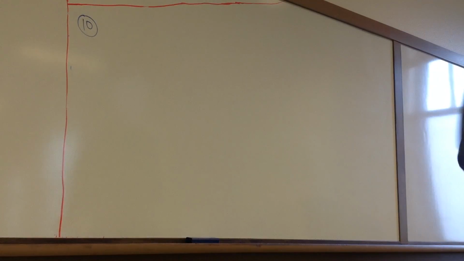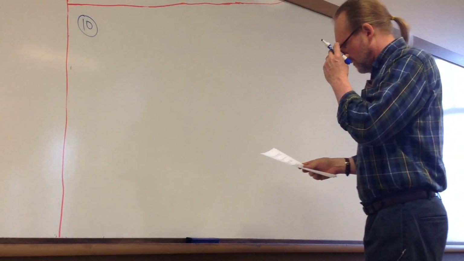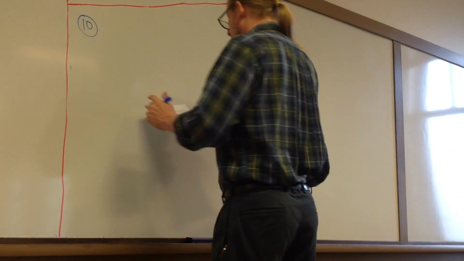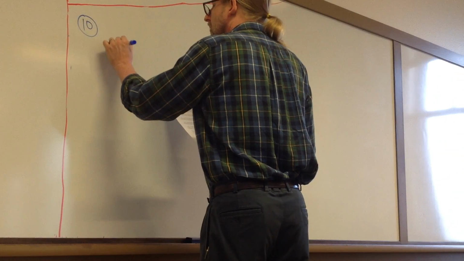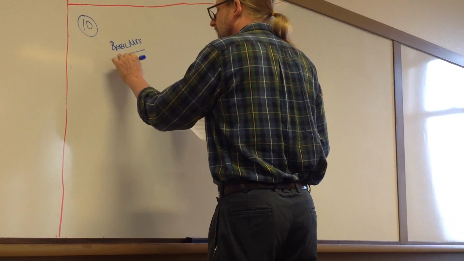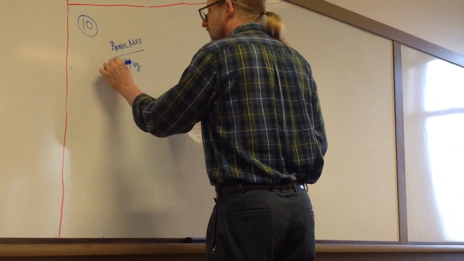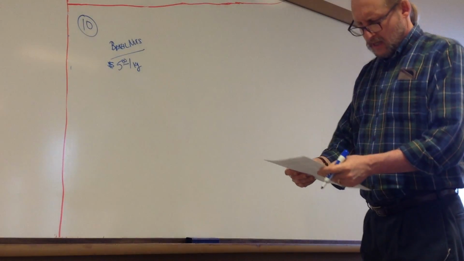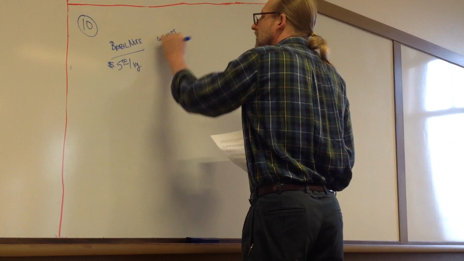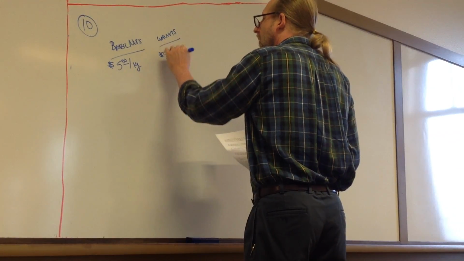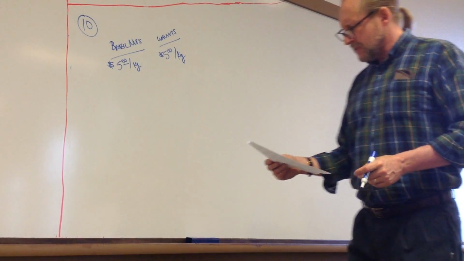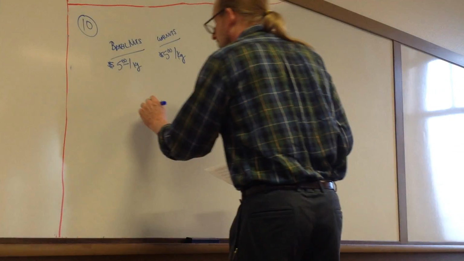Okay, problem 10. A grocer mixed 2 kinds of nuts. Brazil nuts costing $5.80 per kilogram. So let's see here. Brazil nuts, $5.80 per kilogram. And then what? Walnuts that cost $5 per kilo. $5 per kilogram. How many kilos of each kind of nut should be included in a 40 kilogram mixture?